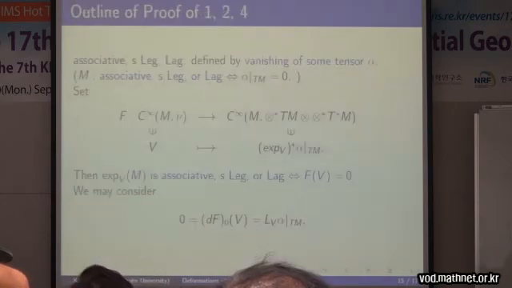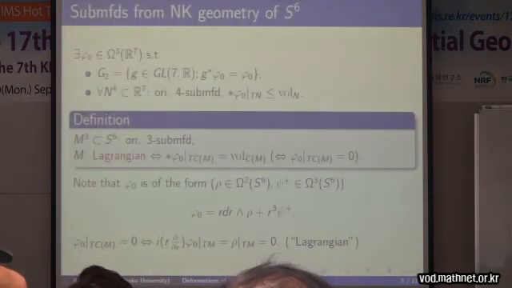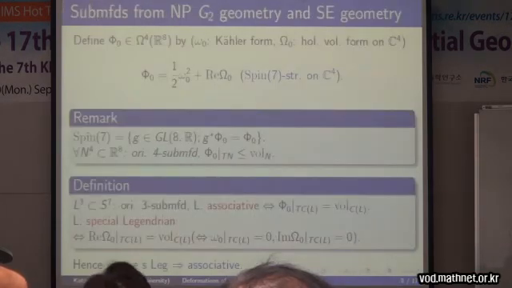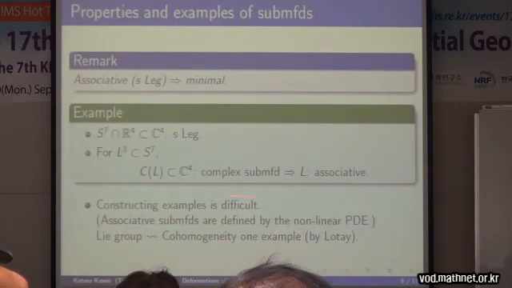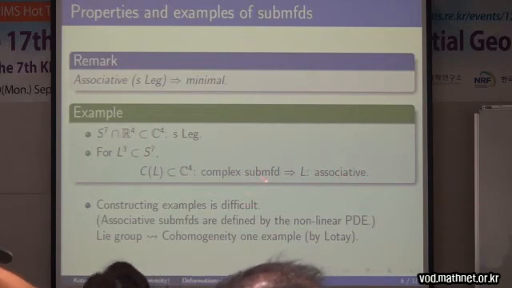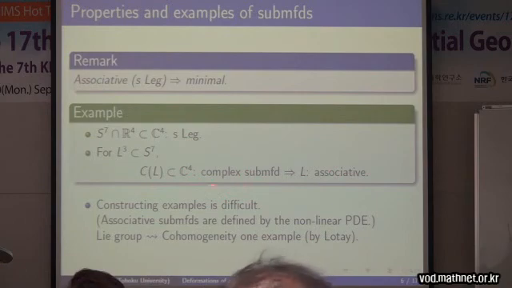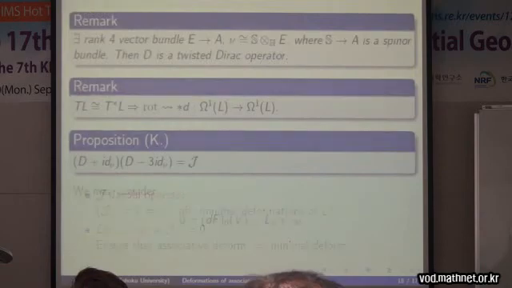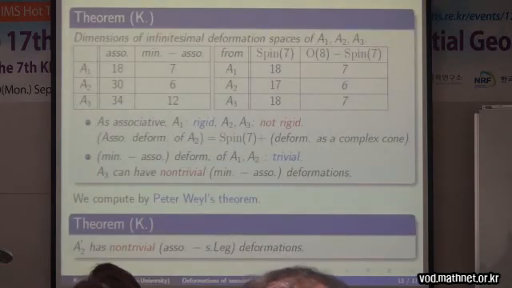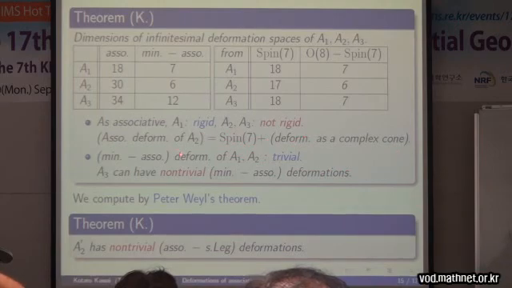Well, first we remark that if the cone is a complex submanifold, then L is associative. So if we deform CL as a complex submanifold, we have a complex deformation. So by Spin(7) action and deformation as a complex cone, the associative deformations of A2 are obtained.